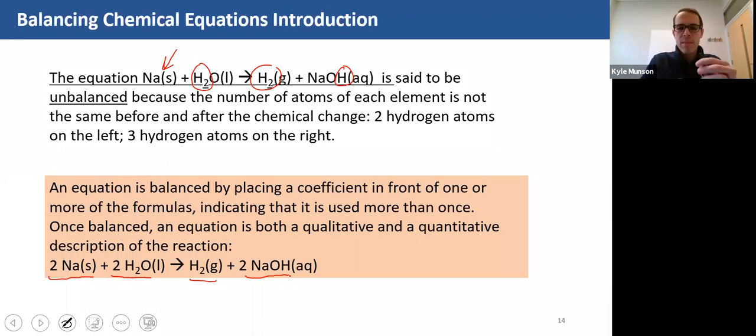An equation is both a qualitative and a quantitative description of the reaction. And we're going to talk about what that means in a later video when we start using these chemical equations to solve some problems. But just know for now, we need to balance these chemical equations.